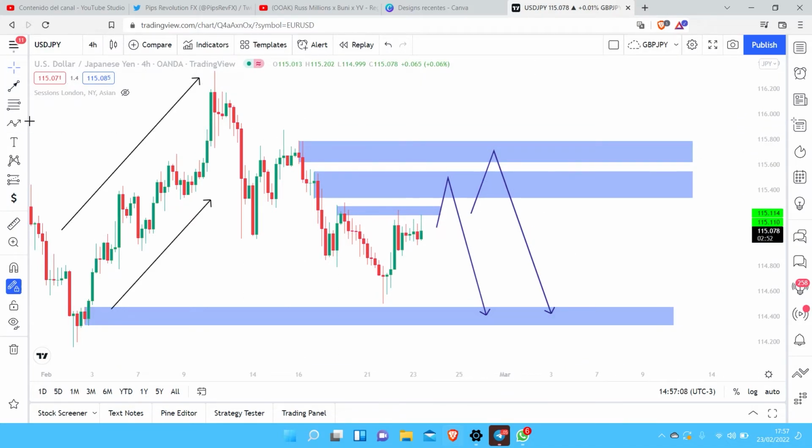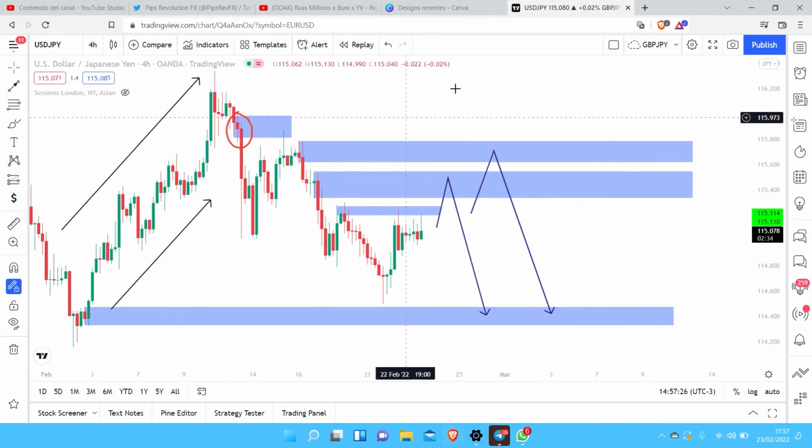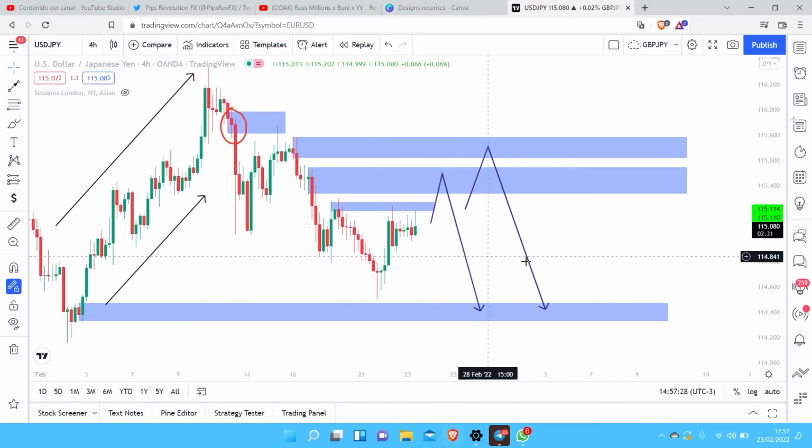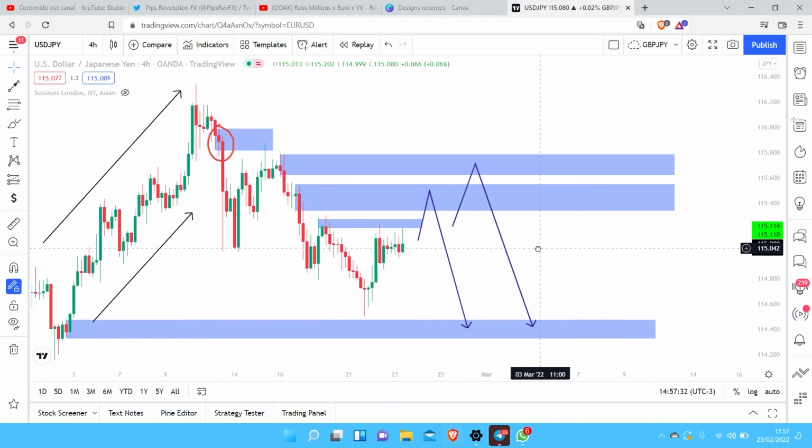Price already tested this order block area, as you can see. In here price already tested this order block but didn't test this one or this one. So for me these are the current options right now.